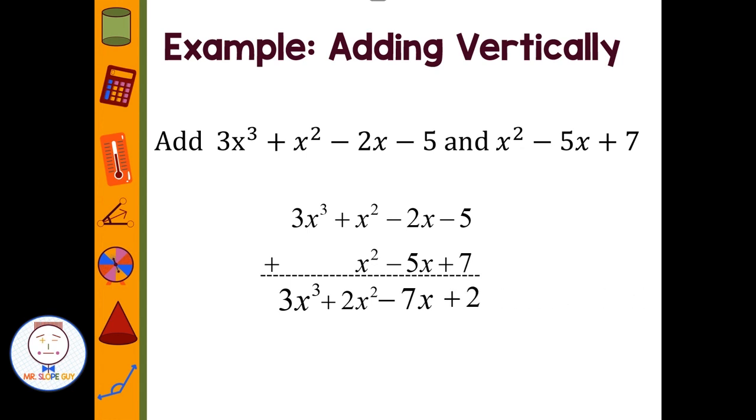And notice how I did this by doing the highest degree down. It ended up where my answer is in standard form or descending order, where I have a degree of 3, 2, 1, 0. So I'm ending up with my answer in standard form.